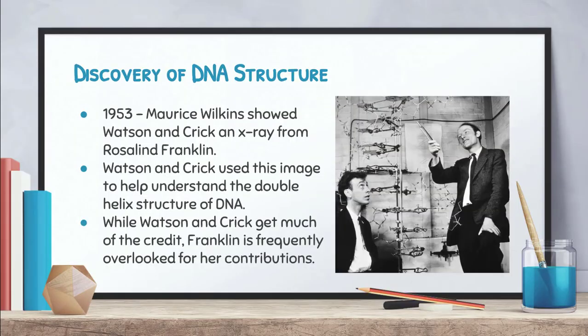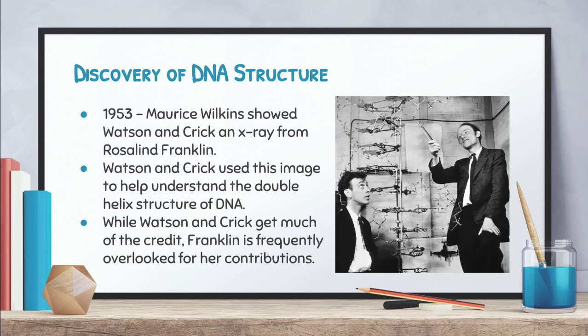So, a long time ago, well, not really that long ago, a little more than 60 years ago, Maurice Wilkins showed Watson and Crick an X-ray from Rosalind Franklin. So back during this period of time, we knew that there was this material that's called DNA. We understand that it's the genetic code, but we don't really know a whole lot about its structure or how it really functions inside of the body. And a very famous duo by the name of Watson and Crick used this image from Rosalind Franklin to help discover and understand the double helix structure of DNA, as you can see in the picture here on the right.